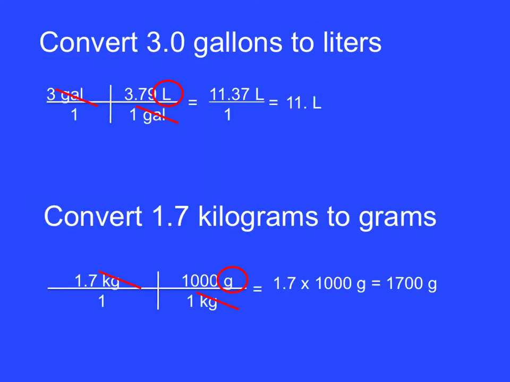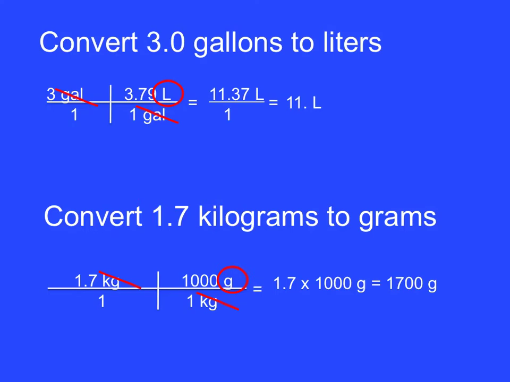A couple more examples. Look at this one carefully where they're converting from gallons to liters. Multiply across the top, divide across the bottom. This one is stated to the correct number of sig digs. Second example, convert 1.7 kilograms to grams.